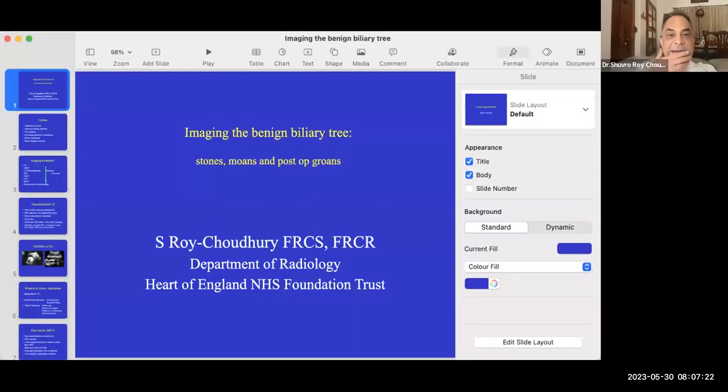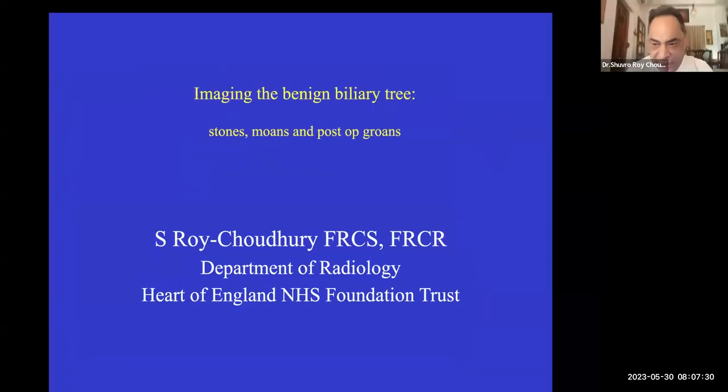So there are two separate talks. One is a very old talk from my childhood. I think it is from 2004, but it is still very relevant, and this is what I will maybe start with. It is titled "Imaging the Benign Biliary Tree," mainly concentrating on MRI, but there is also a little bit about what we can do with CT scan. But this is mainly on MR.